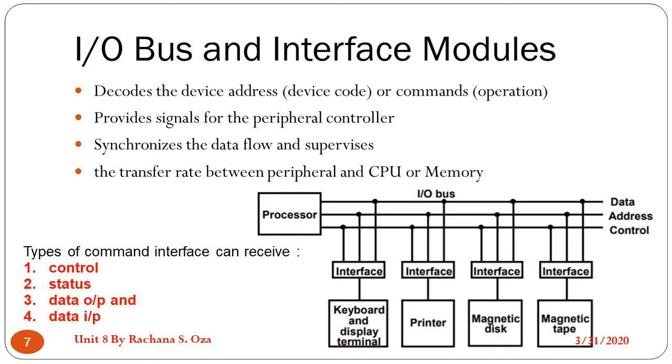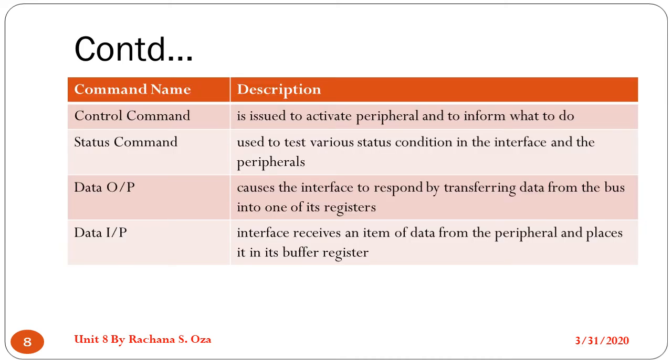So the interface should be able to receive the following things. The very first is the control, second is the status, third is the data output, and fourth is the data input. These are the four types of commands to communicate the data transfer between the processor to the peripherals, from peripherals to the processors, and through peripheral to memory to processor, vice versa.